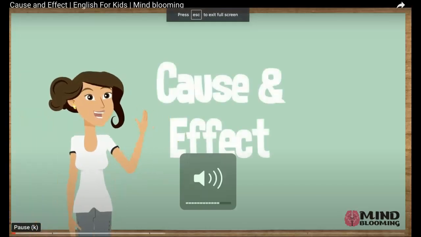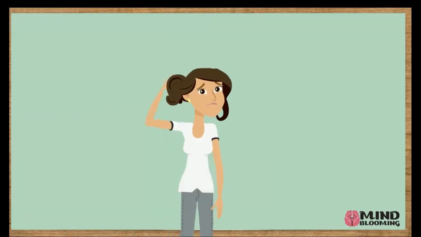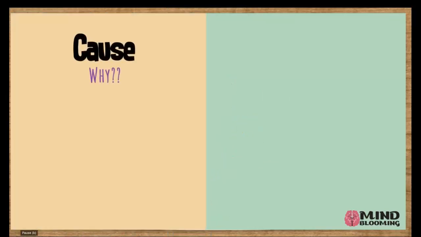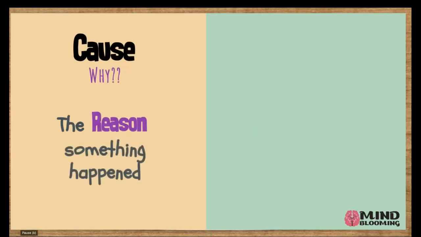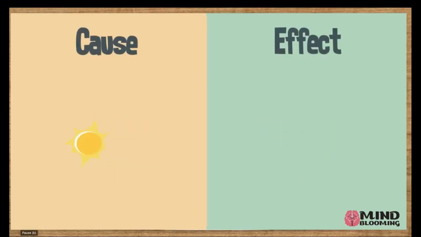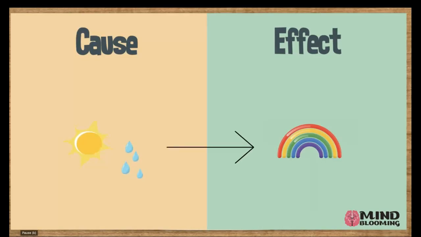Cause and effect. What is cause and effect? The cause is the reason something happened, while the effect is the result of what happened. For example, when the sun shines after it rains, a rainbow is the result. So the sun shining after the rain is the cause, and the result, which is the rainbow, is the effect.